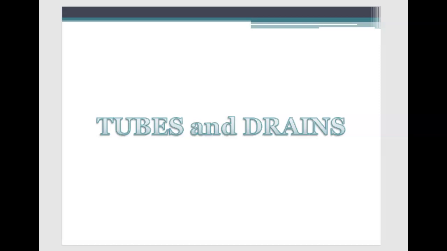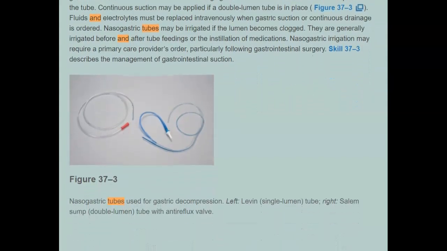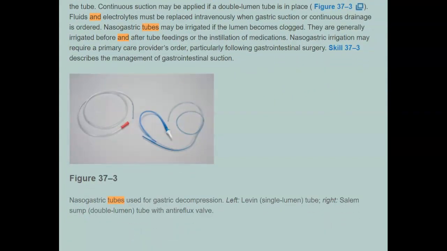So in your book, I found a lovely picture of an NG tube. I like this because it talks about suction and it shows you the picture of an NG tube and gives you this nice paragraph about it. A lot of people always get the purpose. So nasogastric tube is used for nasogastric decompression. Please do not forget that. It does have different things attached to it, but the most important thing is decompressing the stomach.